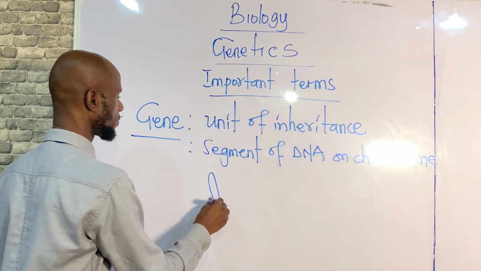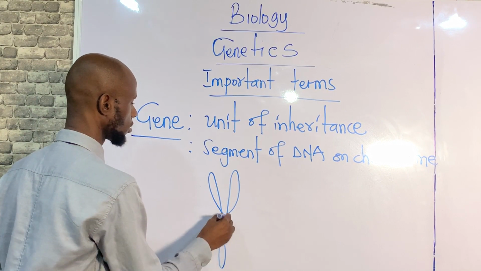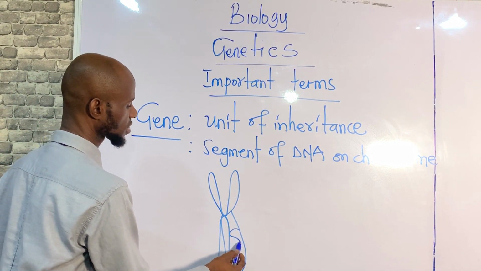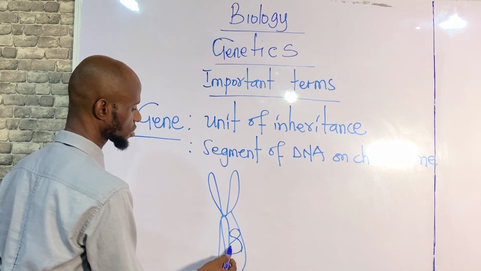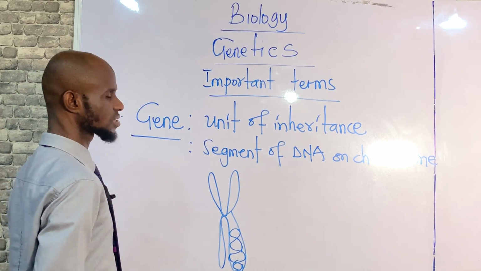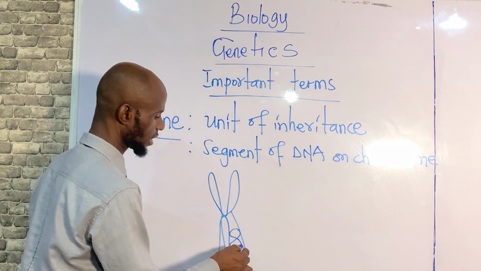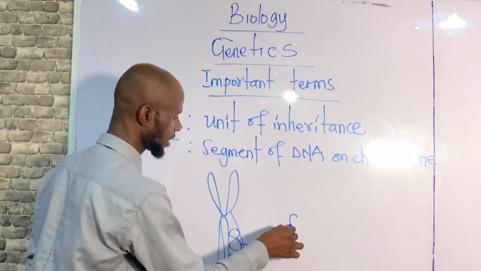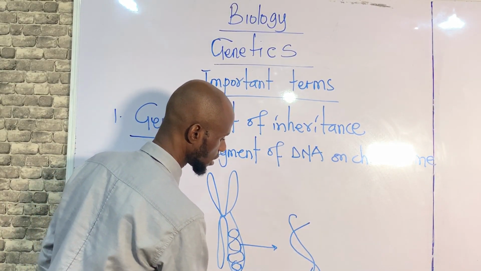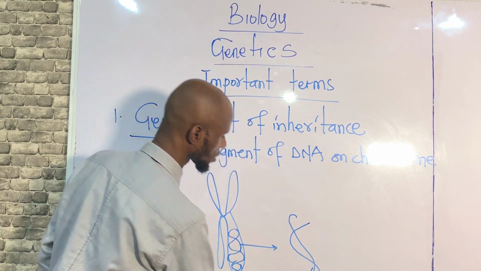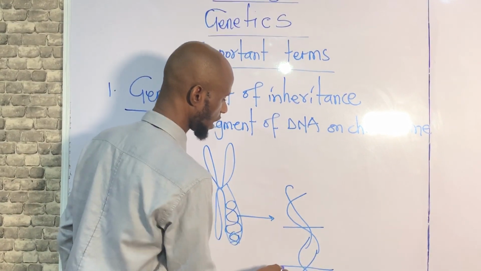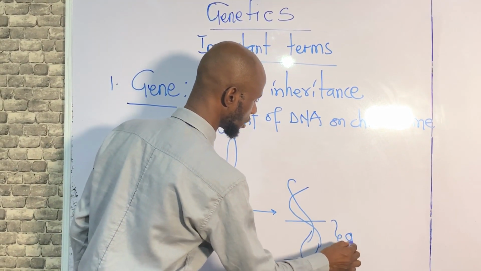This is the chromosome, as we all know. Now the chromosome consists of the DNA structure that is wound together in several thousands and millions. This is the DNA. Let me bring the structure of the DNA out. This is the DNA, a double helix structure. So a part of the DNA is called the gene.